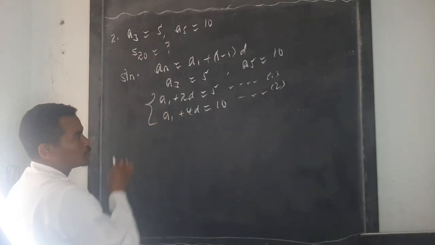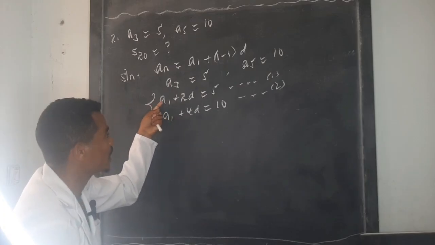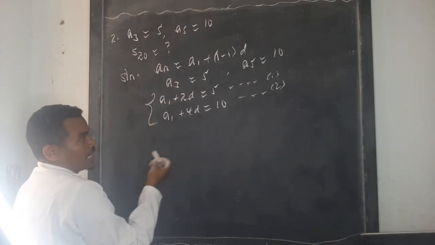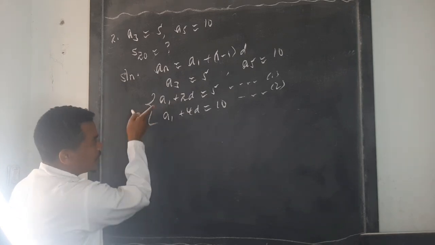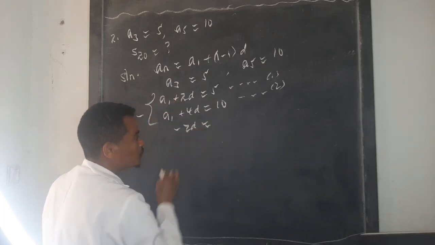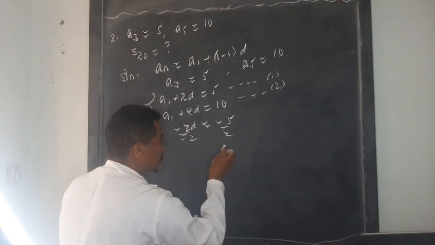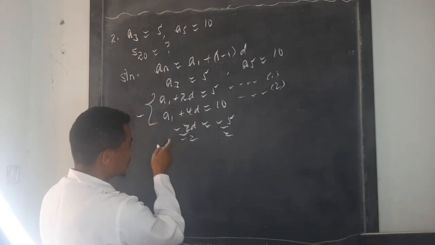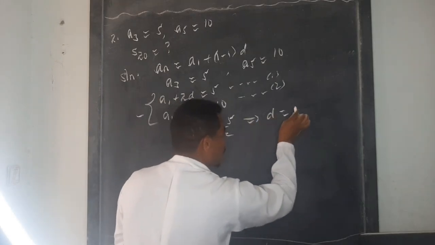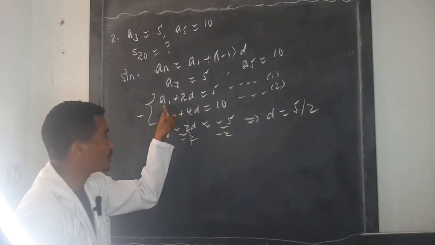From this, it's possible to use either the substitution method or the elimination method for finding the values of a1 and the common difference between the given consecutive terms. Using elimination, if we subtract, a1 minus a1 is 0, 2d minus 4d is minus 2d, equal to 5 minus 10, which is minus 5. Dividing both sides by minus 2, this implies d is equal to 5 over 2.